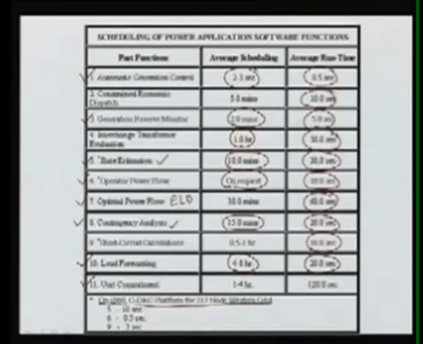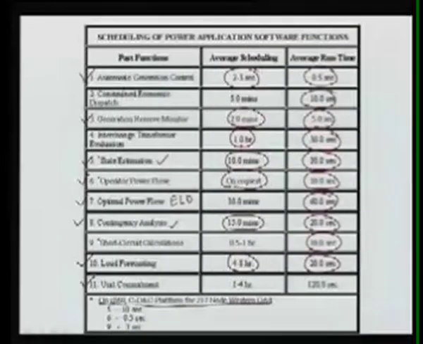So this unit commitment that we have to arrange, we have to commit the units so that we can achieve our economic operation. At the same time, we can also go for the maintenance scheduling of these generators so that we can plan accordingly. So these are the various computer power application software functions and their average time.